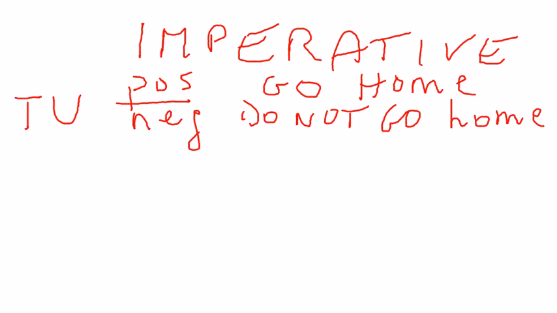The negative tu command would be just a command like the previous one, but with a negative, of course, connotation. Like John, do not go home. John, do not be quiet. John, do not study. We have a second set of commands. That is a command that is issued to more than one person. And that also may be positive or negative.